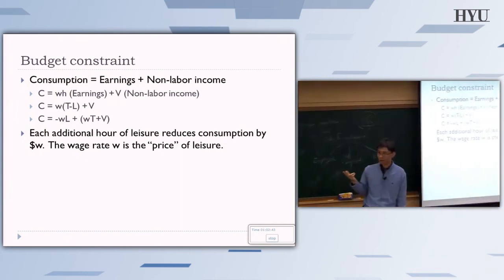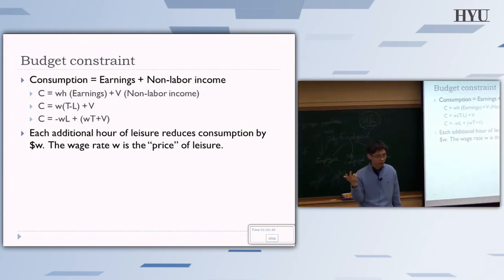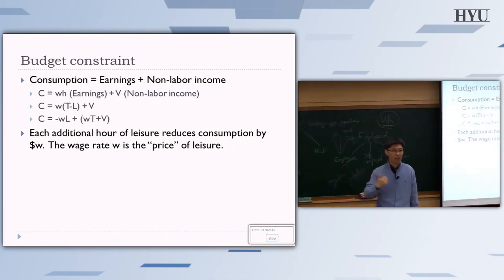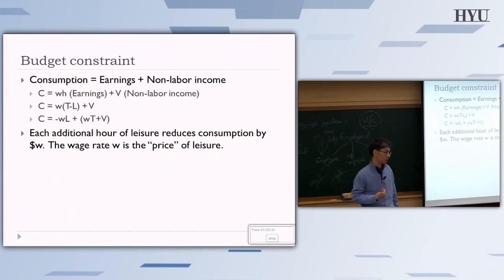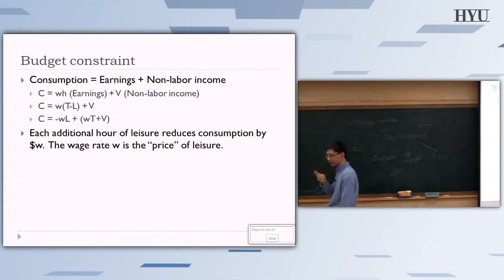Get it? So W is the wage rate, and it has a dual meaning. One is how much you earn every hour you work. Or we can say this is the price this person has to pay when he or she takes 1 hour of leisure. It's the same thing, just two sides of the same coin. Make sense?